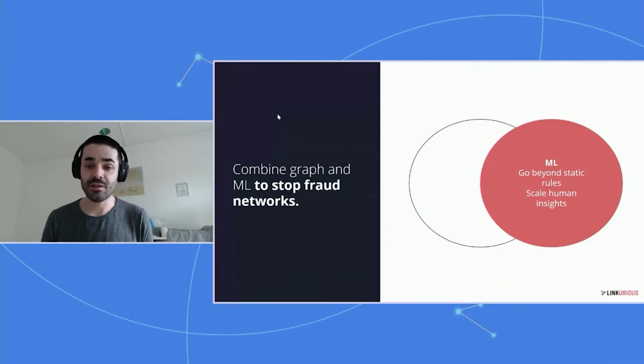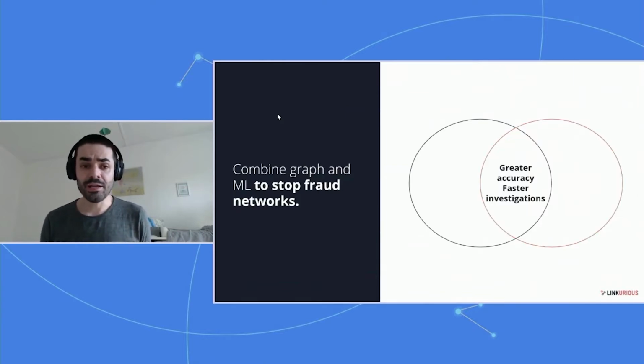What's interesting is that they can also reinforce one another. For example, you can have the graph acting as an input for machine learning. You can use something like a PageRank score as a feature in your machine learning model. And the other way around is also true. Machine learning can act as an input for the graph. For example, you can use machine learning to do entity resolution and to fuse different data sources into one single graph.